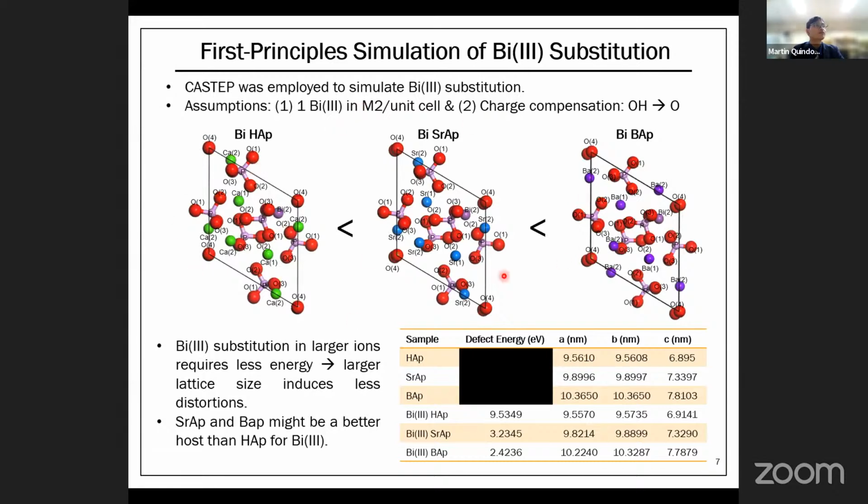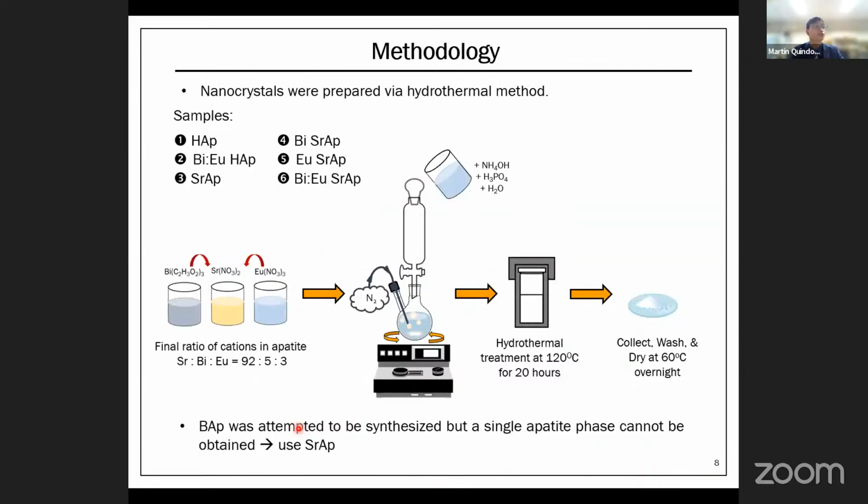And here's the result of the optimized lattice. And what we can see here is the defect energy, how much energy it takes to substitute the bismuth. So here we can see that the bismuth substitution requires less energy in larger ions because the barium and strontium have less defect energy. This is because the bismuth, since it's in a larger lattice, induces less distortion. So this means that maybe strontium and barium apatite might be a better host compared to hydroxyapatite for bismuth, thus validating my hypothesis. So now we move on to the experimental work.